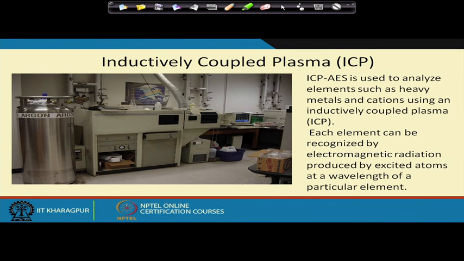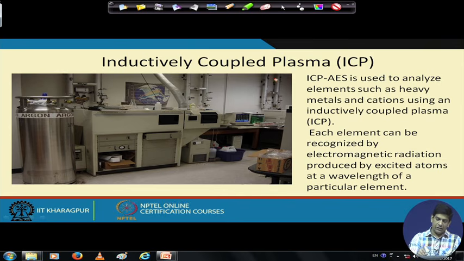Then there is ICP, which is used to analyze heavy metals. Each element can be recognized. Heavy metals are done with ICP-AES. This ICP-AES is a very, very old machine. This is the machine that I used for my PhD. I'm still using this picture, but the newer machines are even less than half of this size. But I have an emotional attachment to this picture.